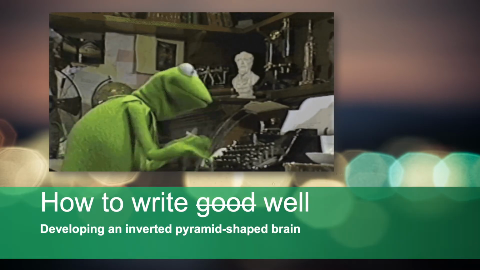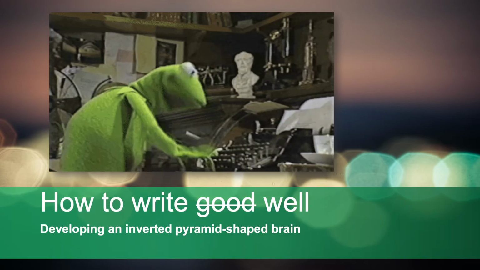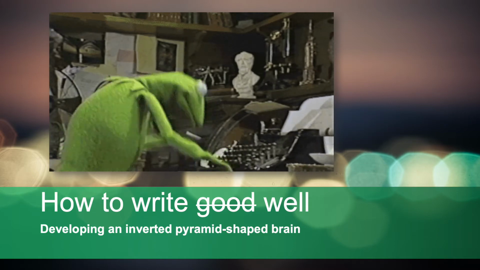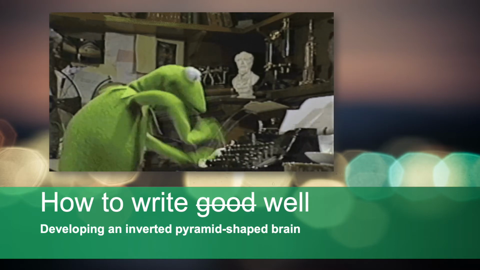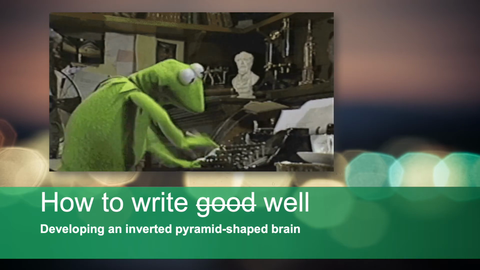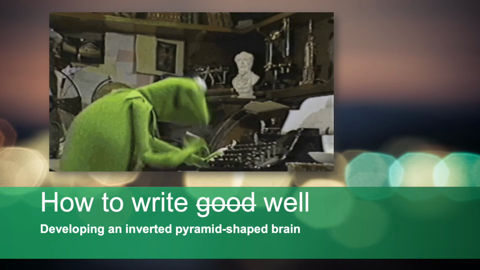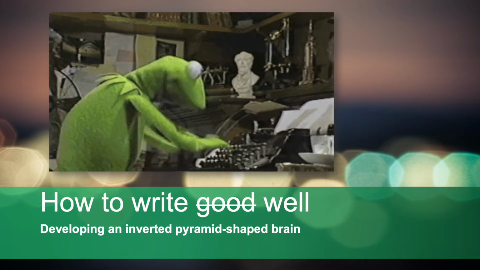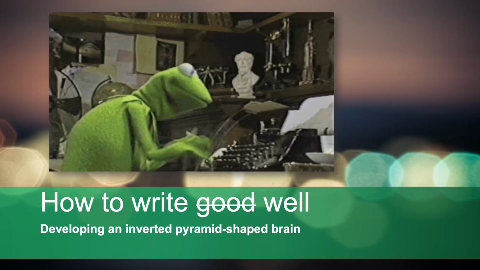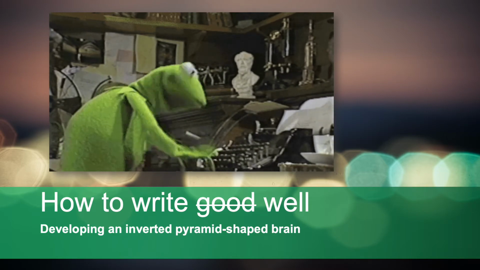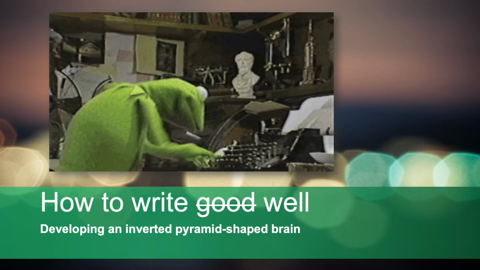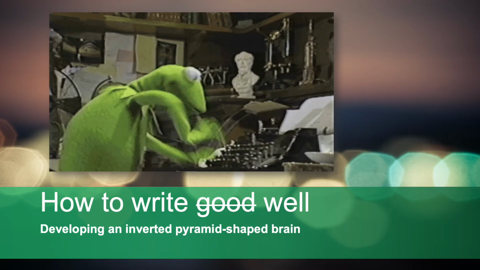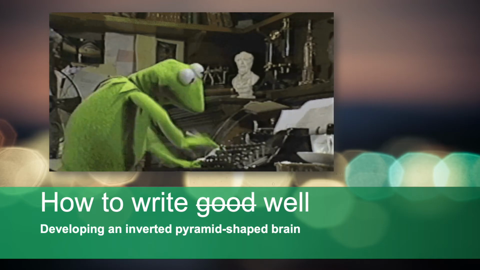Let's look at what we need to know to write a really good inverted pyramid story. So we have to develop a brain shaped like an inverted pyramid. That's going to help us to think, regardless of the way that we tell the story and the platform that we use. So, whether we use a news story, a feature story, a broadcast story, a social media story, a photo, all of these things require an inverted pyramid shaped brain.